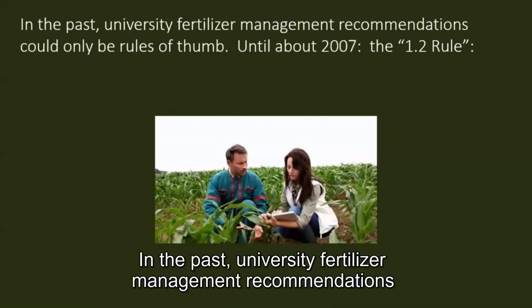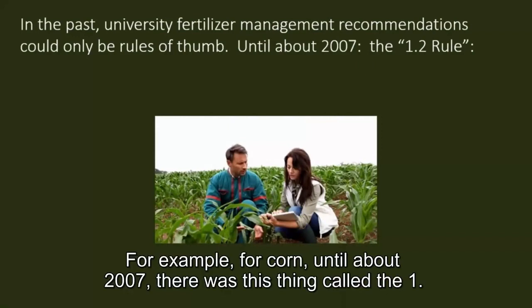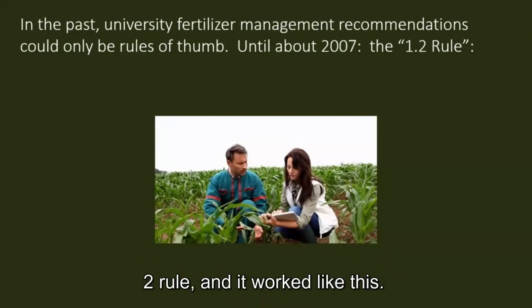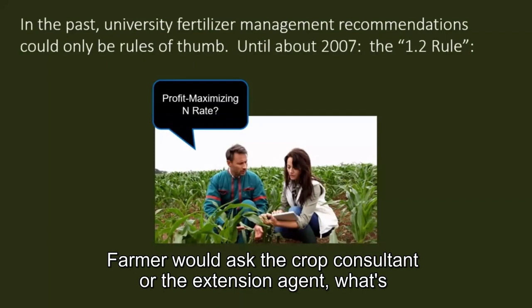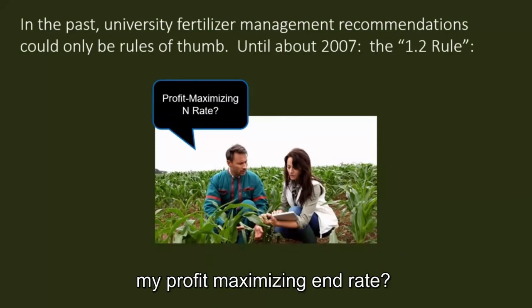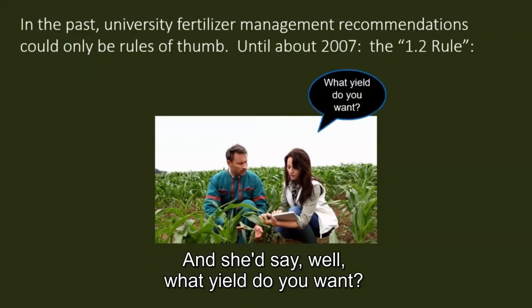All right. In the past, university fertilizer management recommendations could only be rules of thumb. For example, for corn, until about 2007, there was this thing called the 1.2 rule. Okay, and it worked like this. A farmer would ask the crop consultant or the extension agent, what's my profit-maximizing N rate? And she'd say, well, what yield do you want?